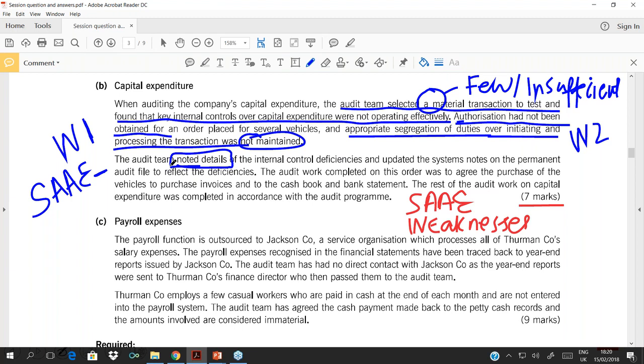The audit work completed on this order means that single order, the single sample. The audit work completed on this order was to agree the purchase of the vehicles to the purchase invoice, to the cash book and to the bank statement. Okay, that's one good thing. In terms of that, that's fine. But we did that only on one sample, right? Does everyone agree with that? For just one sample, we verify the purchase invoice, the bank statement, and so on and so forth.